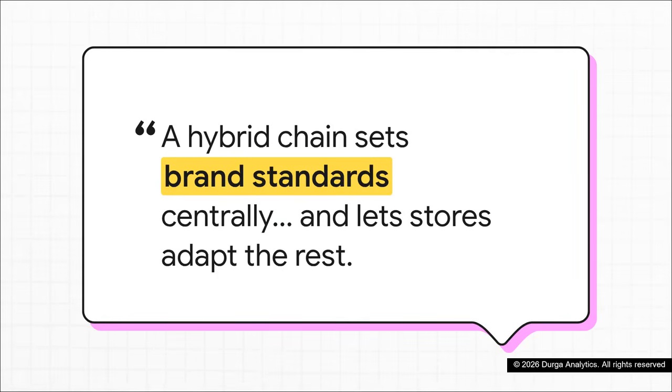A hybrid chain sets the brand standards centrally. The logo, the food safety rules, the core product range, all decided at the top. But then, it lets the local stores adapt the rest to fit their specific neighborhood. Keep the rulebook central and the actual execution local.